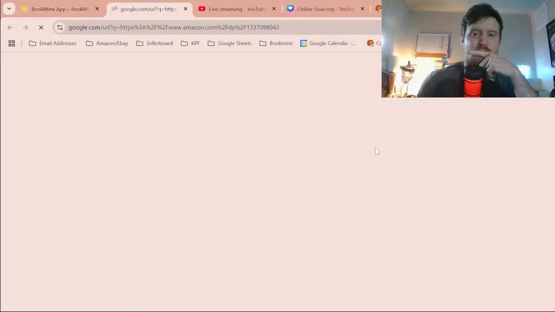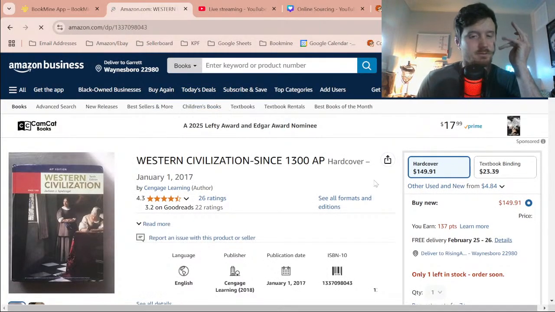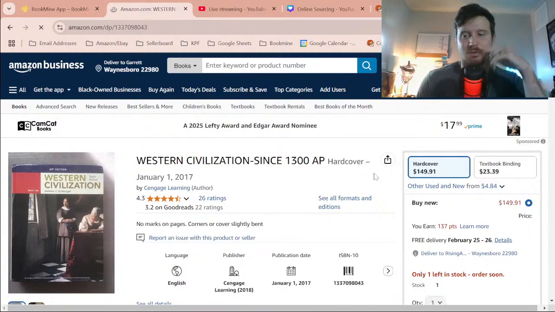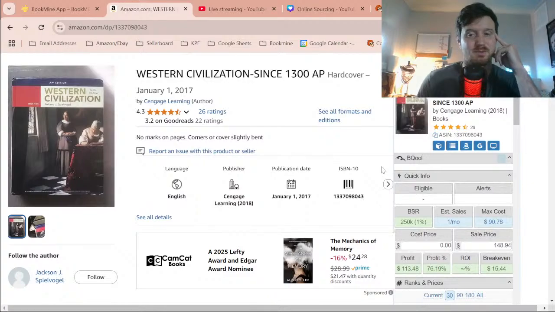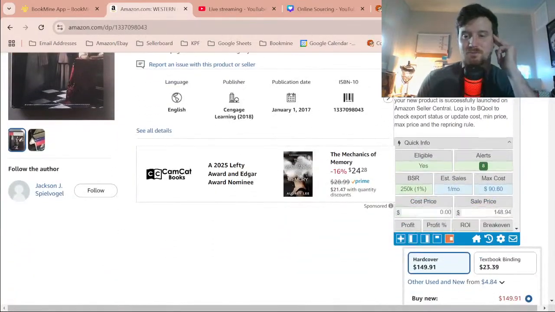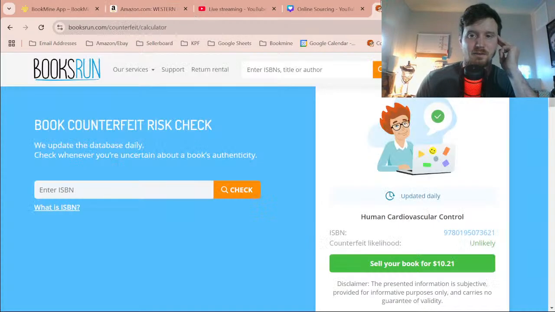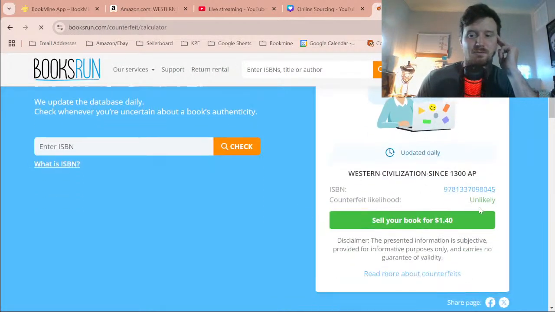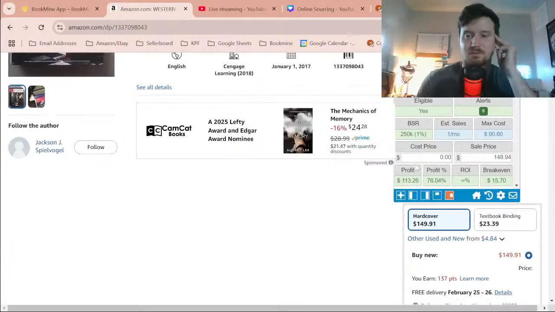Ooh. And definitely be careful with these high school books and college books. College books probably more, but there are counterfeit issues with textbooks. So anytime you're buying a textbook, throw it into the counterfeit checker. The Books Run counterfeit checker is what it is, because it does say I'm eligible, but every now and then it says I'm eligible, but I'll throw it in here and it'll say very likely that it'll be counterfeit, and you don't want that.